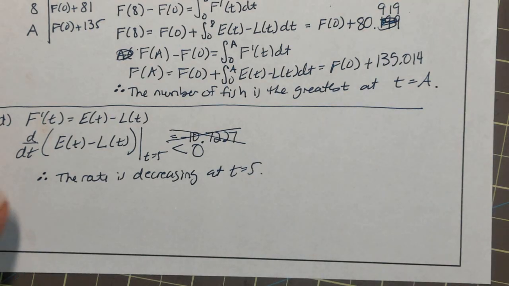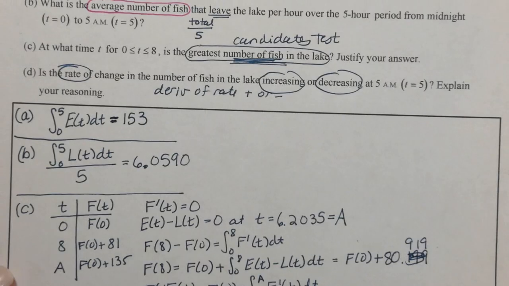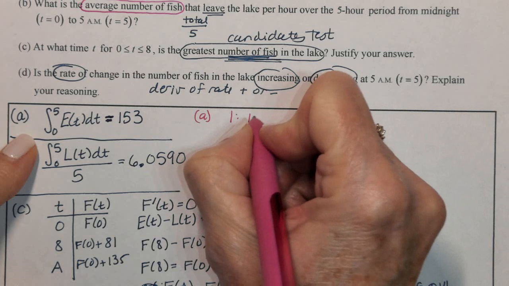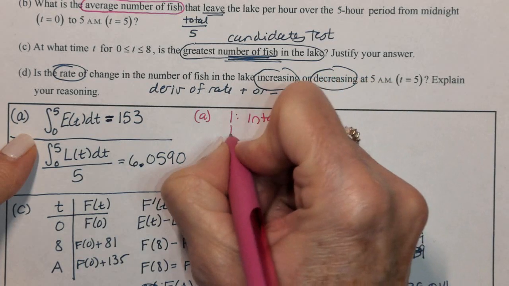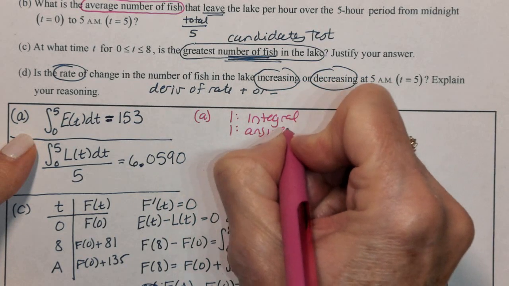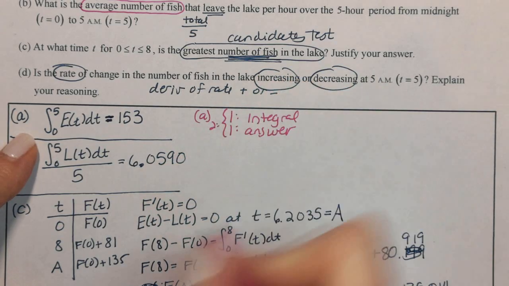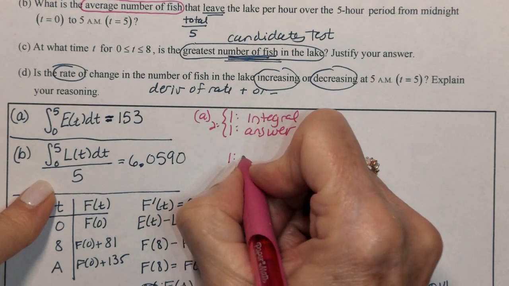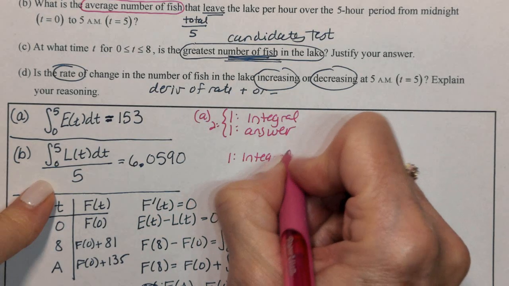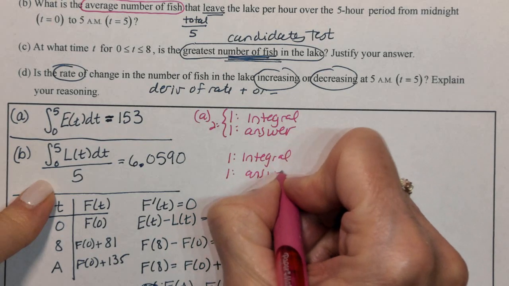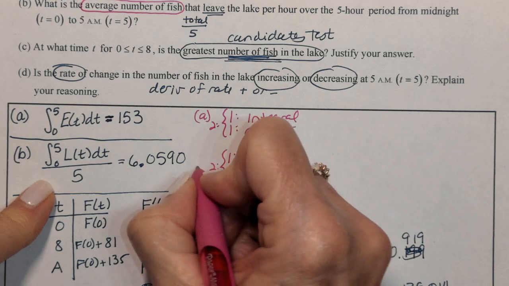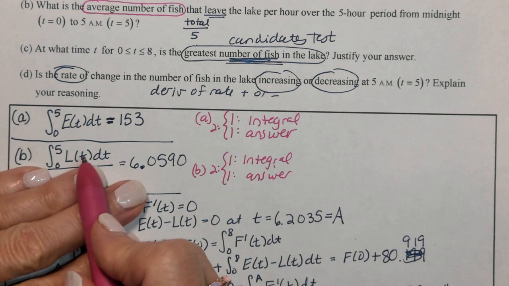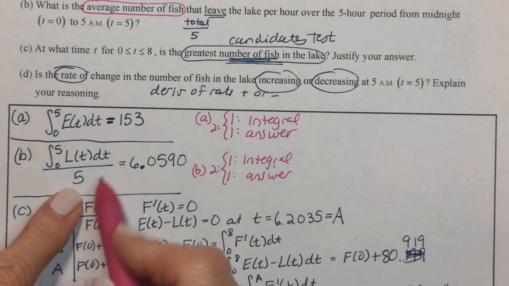Okay, let's see how they scored this one. For part A, 1 point for the integral, 1 point for the answer, 2 points. For part B, 1 point for the integral, 1 point for the answer. It is important to note, you guys, the integral only involved that top part. The integral does not involve the divided by 5.